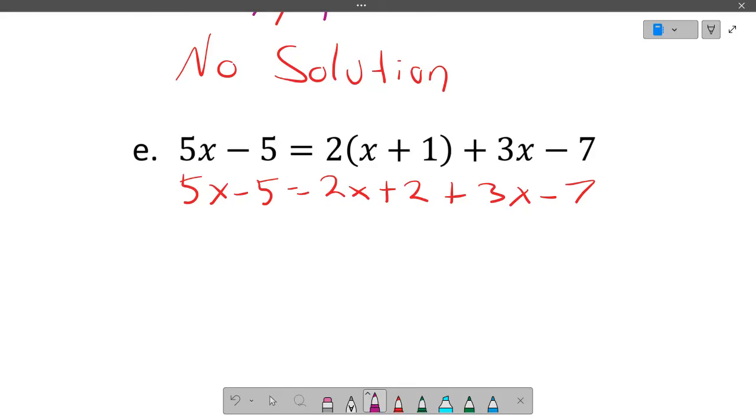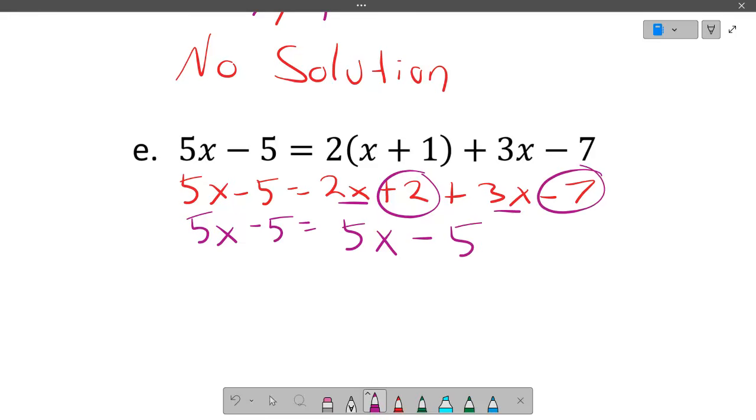Now what? Do I have any other like terms I can combine on the right? Infinite solutions, because they're the same. It doesn't matter what value of x I plug in. I will always have an equivalency. 5 times something minus 5 will always equal 5 times that thing minus 5. These will always be true.